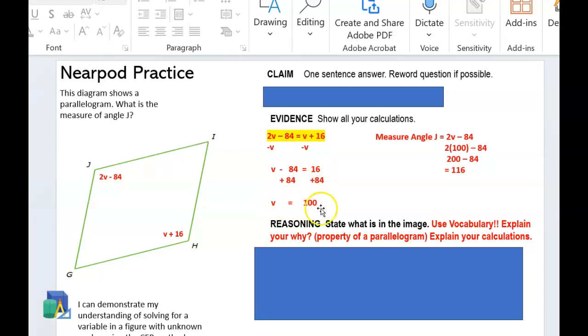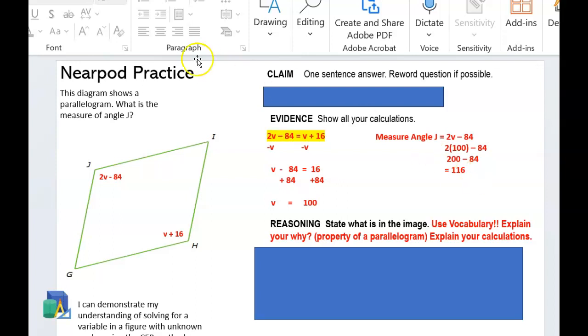And so I solved for V is 100, but I'm not done yet because the question is, what is the measure of angle J? So again, angle J is 2V minus 84, so I started with that. Plugged in 100 where I saw V, and then solved. So my final answer is 116. So the measure of angle J is 116 degrees.